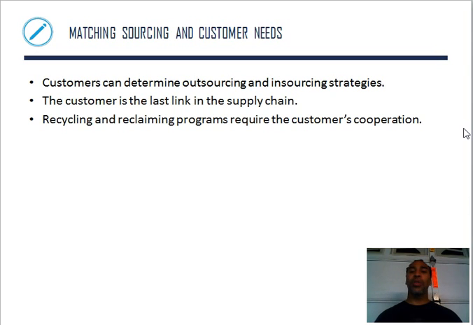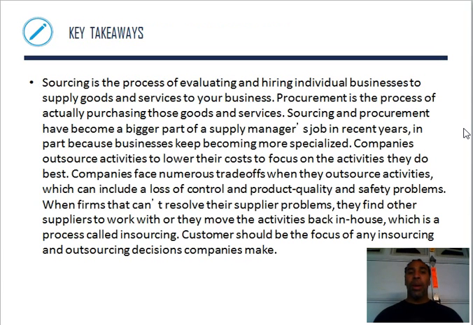Matching sourcing and customer needs. Customers can determine outsourcing and insourcing strategies. The customer is the last link in the supply chain because that's the end user, the person who's using it. Recycling and reclaiming programs require the customer's cooperation, like cups from Jamba Juice. If you take them back to Jamba Juice, they'll recycle them and turn them into cups to be used at a later date. Key takeaways, as always, I want you guys to read those on your own.